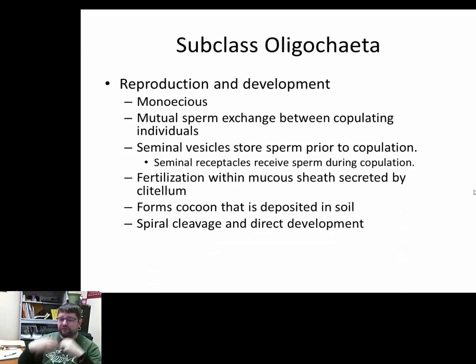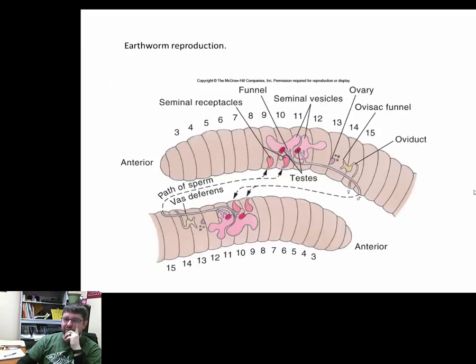Again, fertilization occurs in kind of a mucous or frothy situation where the sperm can move freely and encounter the egg, which is fertilized, and then that mucus hardens and forms a shell or a cocoon. That cocoon is deposited in the soil, and then you get spiral cleavage and direct development.